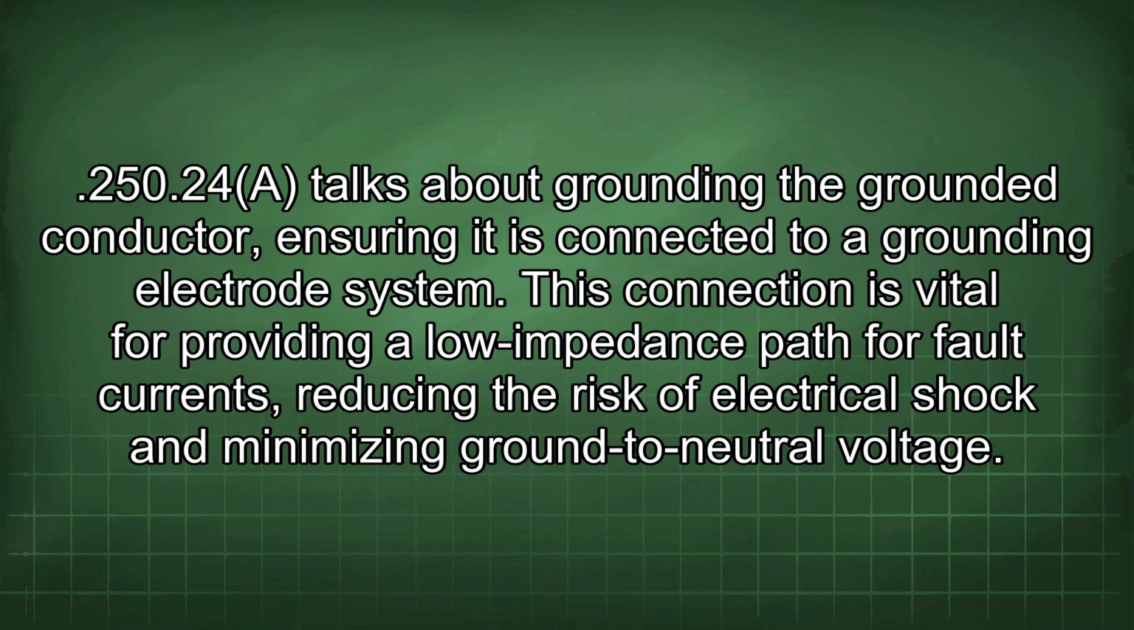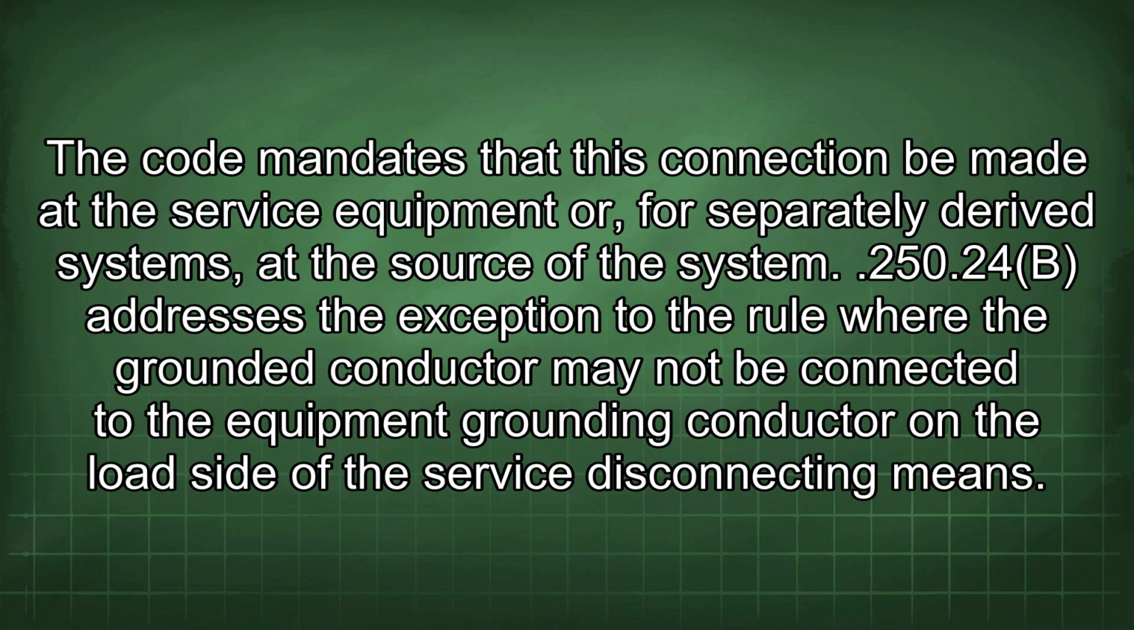250.24 talks about grounding the grounded conductor, ensuring it is connected to a grounding electrode system. This connection is vital for providing a low impedance path for fault currents, reducing the risk of electrical shock and minimizing ground to neutral voltage. The code mandates that this connection be made at the service equipment or, for separately derived systems, at the source of the system.